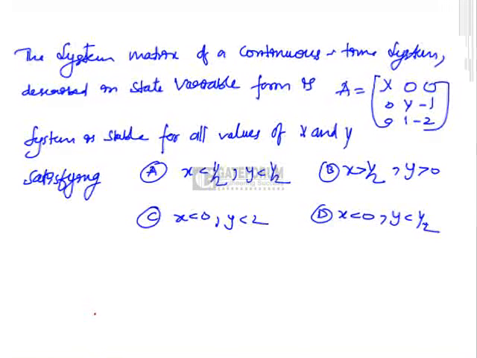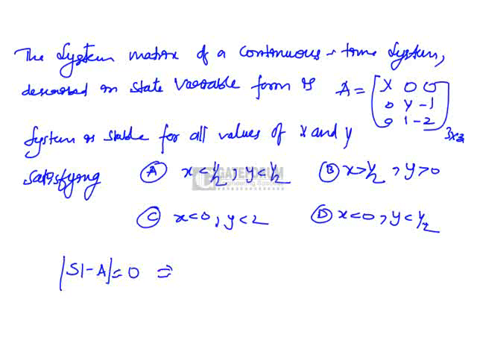It's a continuous time system described in state variable form. Okay, he has given a matrix A of 3 rows by 3 columns. Now, this system is stable for all values of x and y is. We have to find the satisfying values of x and y from this matrix. Now, what is sI minus A? The determinant of sI minus A should be equal to 0.